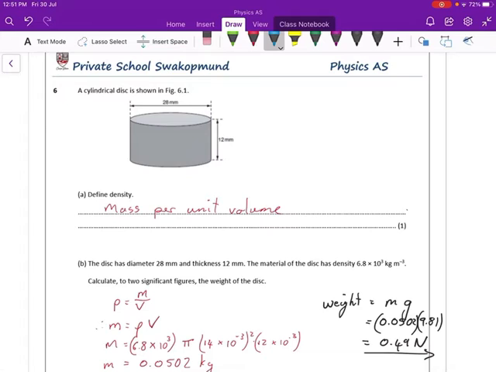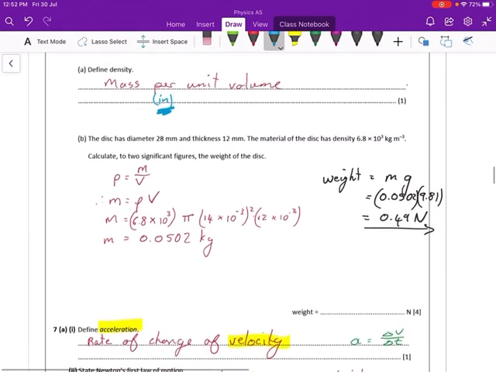Okay, Number 6, we've got the cylindrical disc. Define density: it's mass per unit volume. Again, mass per unit volume. Theodore, I subtracted 1 mark because you said mass in unit. I don't know where you got in, but you did it consistently throughout. I just subtracted 1 mark. I believe the examiners will also do that because they would see it is a language mistake and hopefully not a concept mistake. We hope so. But please correct your theory in that one.